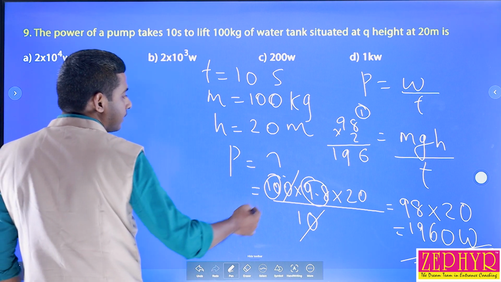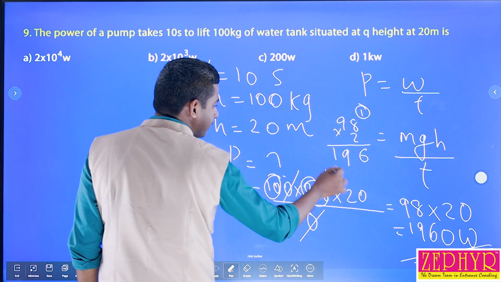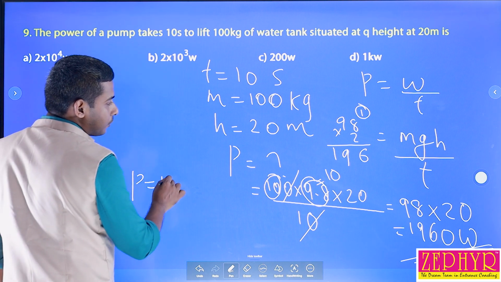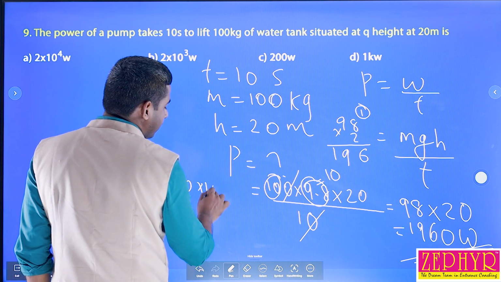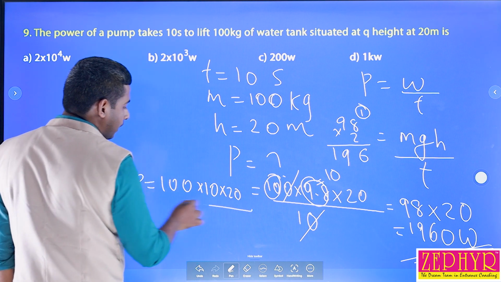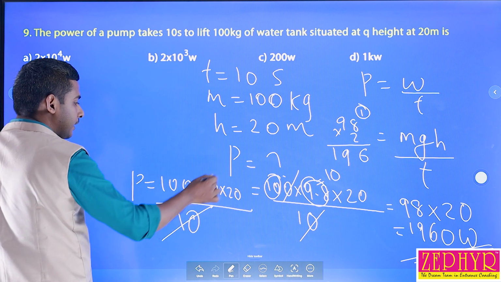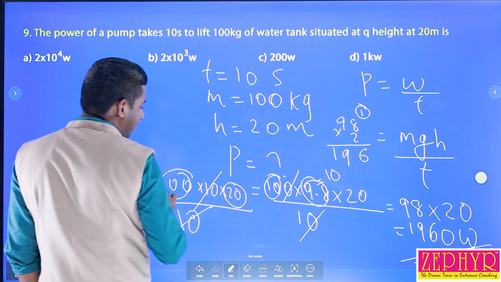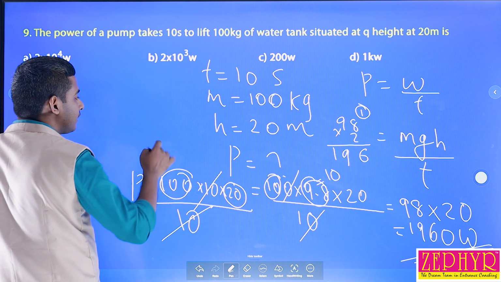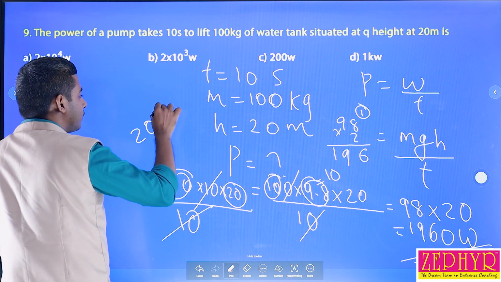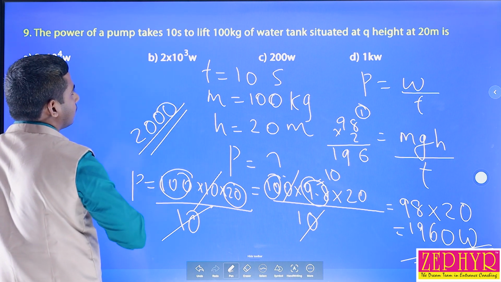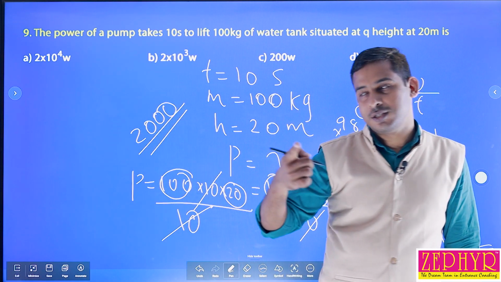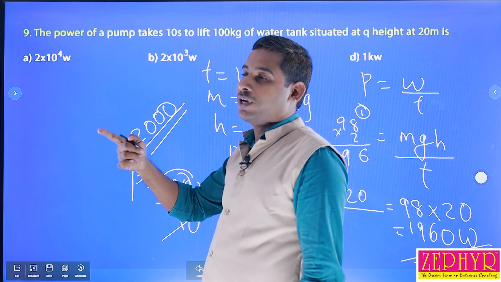But students, actually in our question, you can't see a number like this. So we can check this 9.8, we can take it as 10. So come to our question once again. P equal to 100 into 10 into 20 divided by 10. So 10 we can cancel. 100 into 20 means 2 into 1, 2, then 3 zeros. So the answer is 2000 watt. The unit is what? 2000 watt, right?